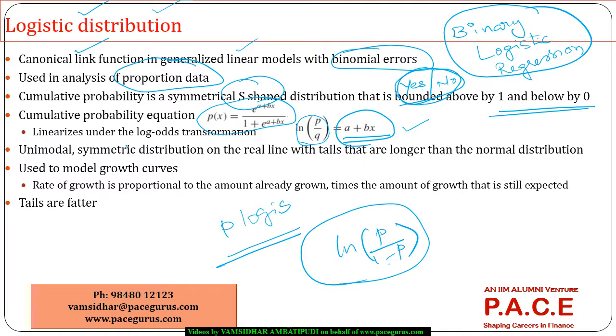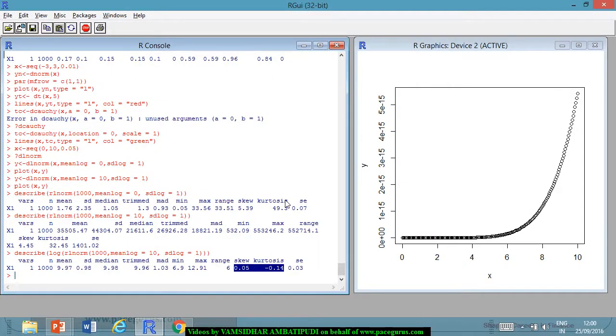It's also a unimodal symmetric distribution. Again, the tails of this distribution are slightly longer than those of the normal distribution. For the same thing, all else remaining the same, compared to your normal distribution, we are talking about a logistic kind of distribution. You'll find that the tails will be wider. So let's try comparing both of them.